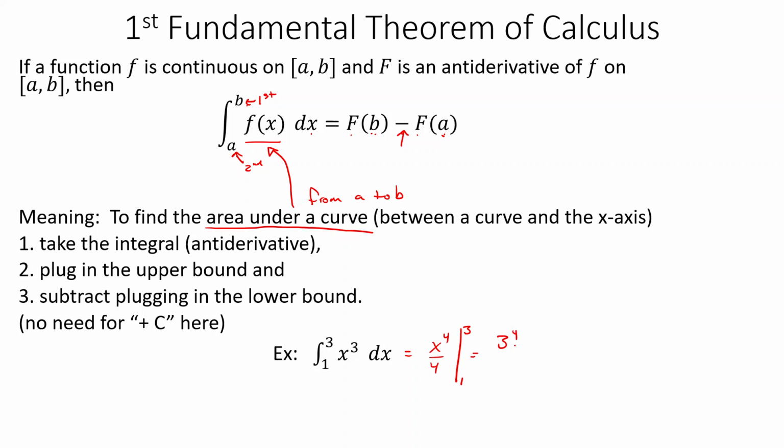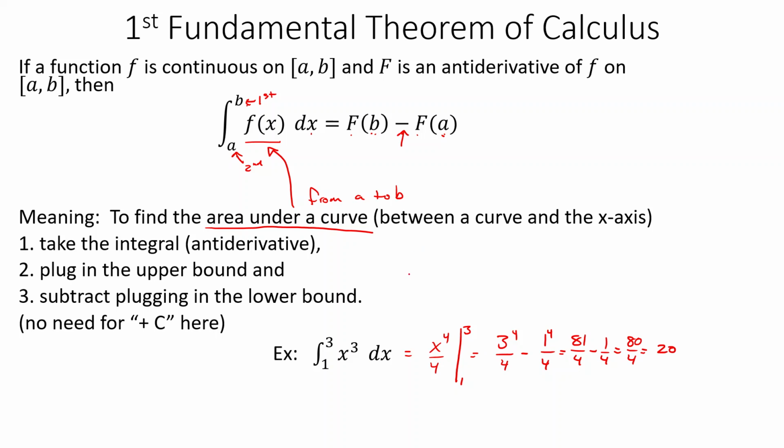This means we plug in the 3 first. So we get 3 to the fourth over 4 minus plug in the 1 to the fourth over 4. So that's what, 81 over 4 minus 1 over 4, which gives us 80 over 4. Divide that and we get 20.